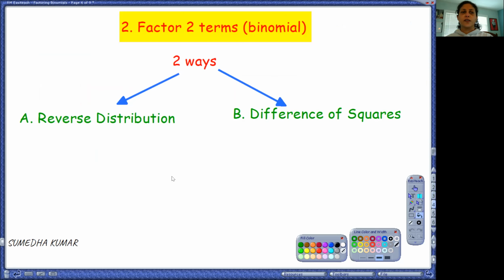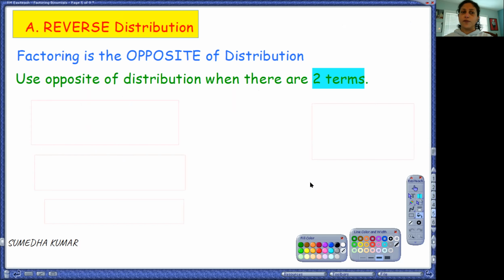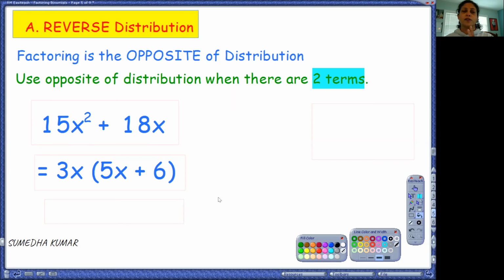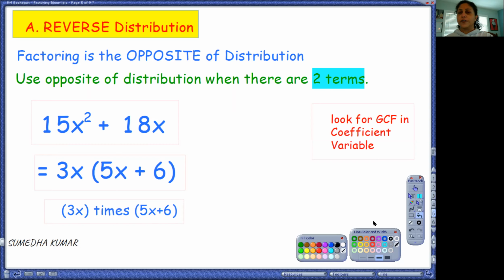When you have two terms, then we can use two methods. And this depends on which question you are getting. So let's try reverse distribution. You already know how to do this a little bit. You know that factoring is the opposite of distribution. So when there are two terms, such as this, there is a common factor, 3x, and so it's 3x times 5x plus 6. And this actually gives us two factors. The two factors are 3x and 5x plus 6. Look for the GCF in the coefficient and the variables.